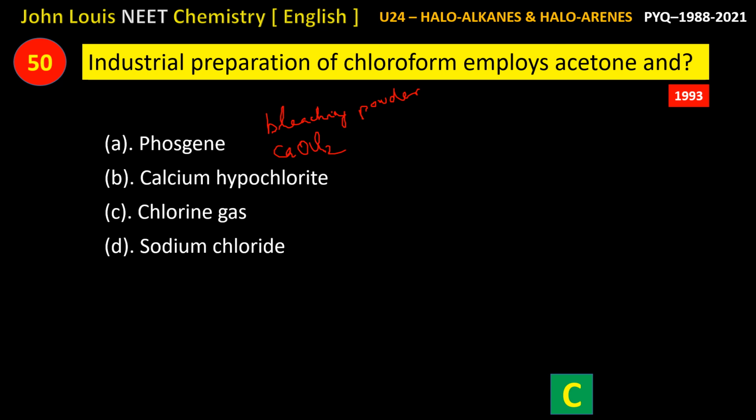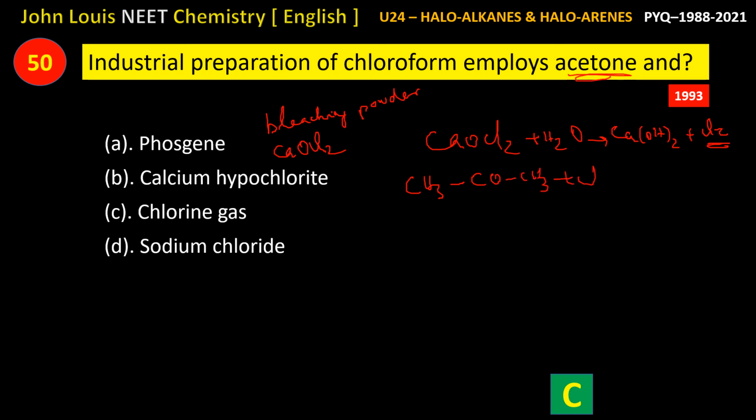So how is that done? You should have learned the preparation of chloroform from acetone. CaOCl2, bleaching powder, reacts with water initially. You will get calcium hydroxide plus chlorine gas. This chlorine gas acts as a chlorinating agent, and it chlorinates the acetone. Acetone plus chlorine: three hydrogens will be substituted by chlorine. Therefore you will get CCl3COCH3, that is trichloroacetone.